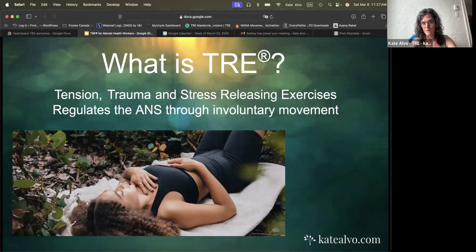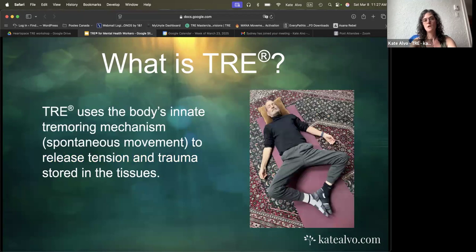So what is TRE? TRE is tension, trauma, and stress releasing exercises, and it regulates the autonomic nervous system through involuntary movement. You'll see as we go through that it's more than just regulating the autonomic nervous system, because it's working through the body's innate tremoring mechanism, spontaneous movement, to release tension and trauma that are stored in the tissues. So it's not just about vagus nerve stimulation in the moment, but actually releasing things that are deeply held in the body since childhood, and even sometimes birth stuff can come up too.